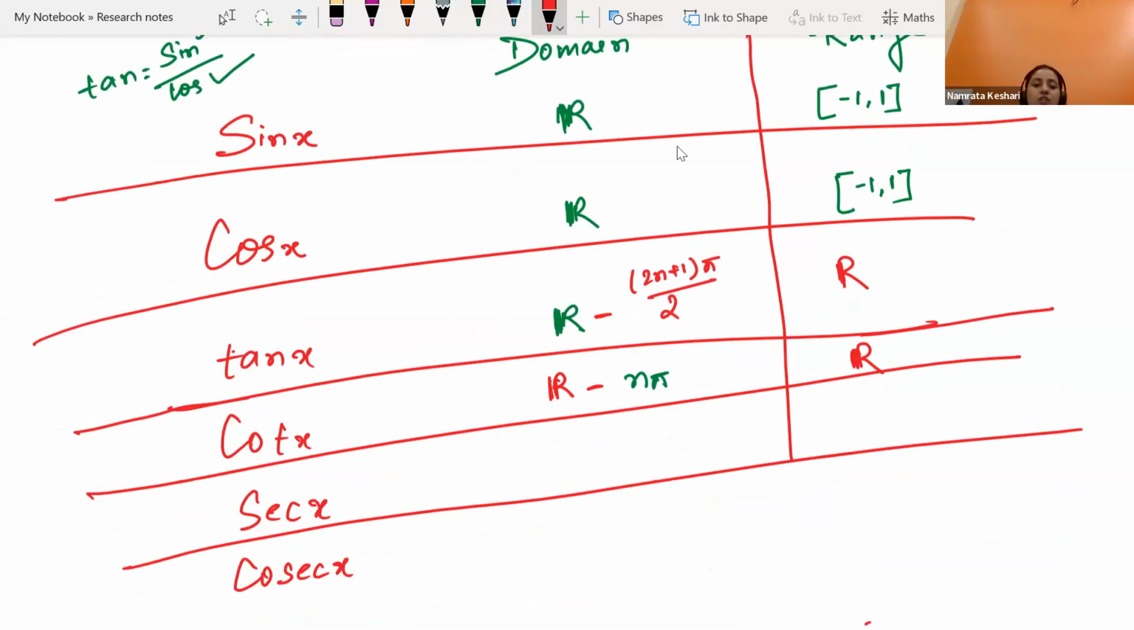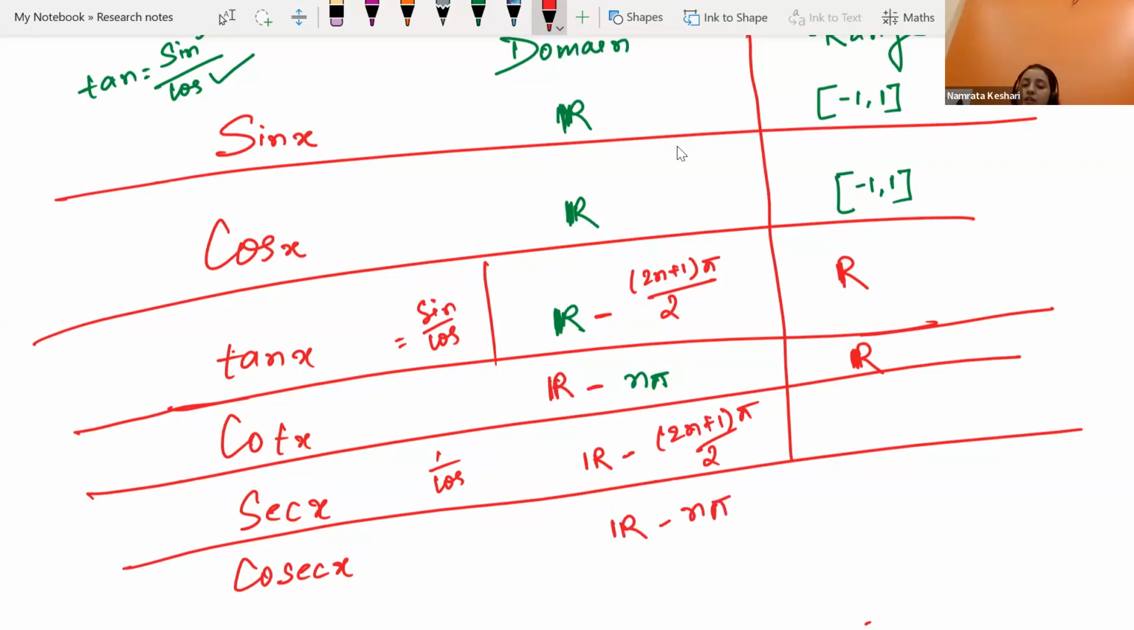Now the sec function. Sec function is also 1 by cos, right? So can we take the domain of cos? Yes, we can take that domain of cos. But wherever cos is 0, that we will exclude, right? Because it is sitting in the denominator over here. So can we take the same as tan? Yes, because there also cos was in the denominator. And cosec we will take the same as cot.